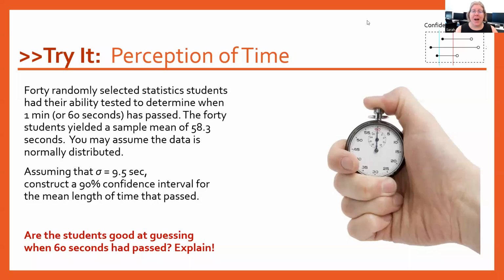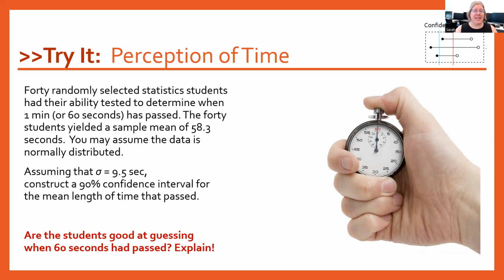I have one more confidence interval panic method problem for you to try, and then we're going to look at some properties and characteristics of confidence intervals. This one is titled Perception of Time, and what they did was they asked people to guess when 60 seconds had gone by. They started a stopwatch, and when people felt that it had been 60 seconds, they said stop, and the researcher recorded the time that was on the stopwatch.